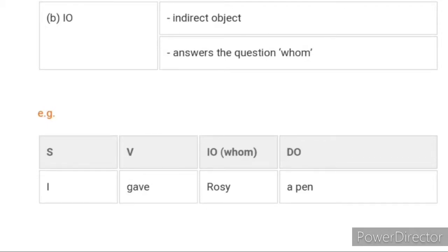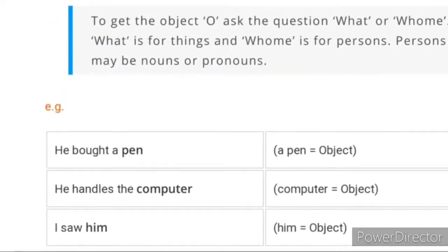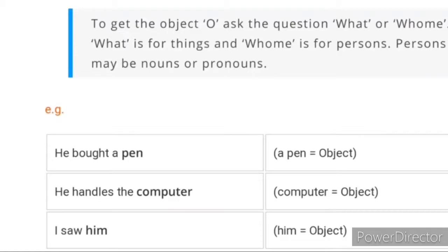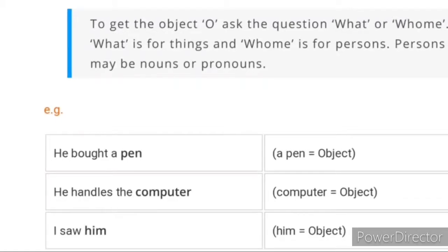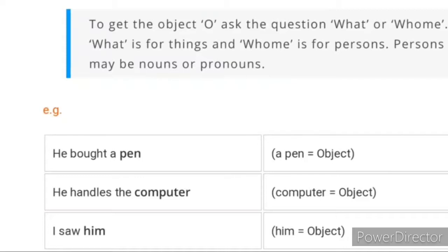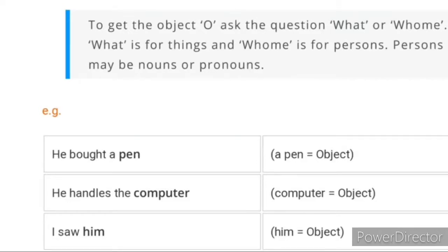Direct object, indirect object. Understood, children? So if you want to get the answer for the object O, you have to put the questions what and whom. What is for DO and whom is for IO. Clear, children? If you ask the question what, you will get the answer, and you can underline it and write it as the DO. For example, I like animals. What do you like? You are getting the answer animals. So you can underline it and write it as the DO.